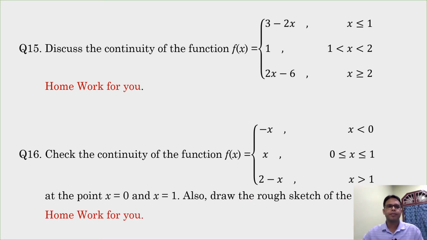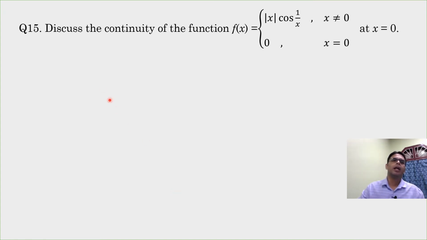Okay, so next one: discuss the continuity of the function f(x) is equal to this one. We already solved a question that was without this modulus sign, and everything was similar. It was sine, I think. We have done that question: x sine 1 by x was the problem. So x not equal to 0, and at x equal to 0, you are to check the continuity of this function at x equal to 0.